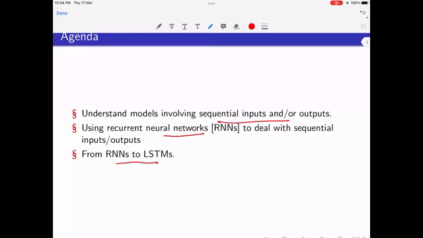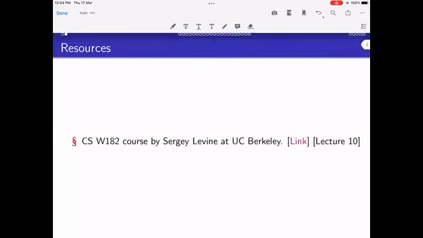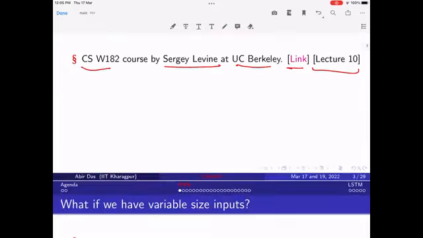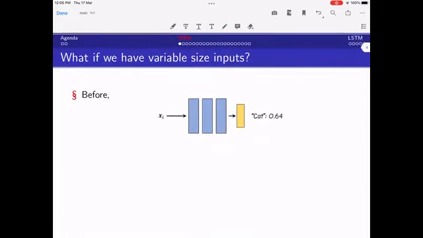with LSTMs. The resource, as always, I am giving the resources, and I'm almost diligently following Sergey Levine's lectures, the CS W182 course from UC Berkeley. The link is there. This particular topic is mostly taken from lecture 10. Next week, we will probably do lecture 11 and 12. Okay. So let us basically delve into the business.